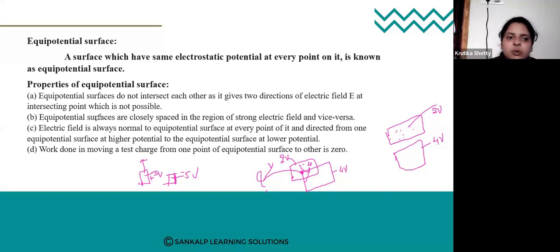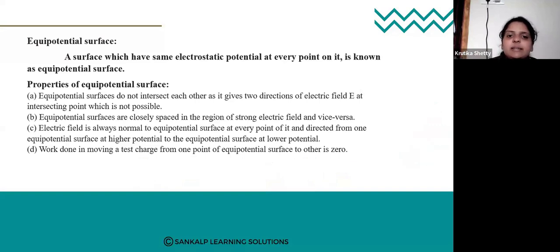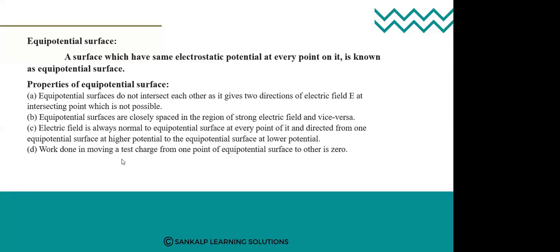Going for the next point. Equipotential surfaces are closely spaced in the region of strong electric field, vice versa. So what is vice versa? That is, adu closely spaced irutte very if strong electric field ide, where there is a weak electric field, they are away from each other. That is the meaning of the closely spaced region of the strong electric field and the other definition. So let us see this one, or let us understand this.